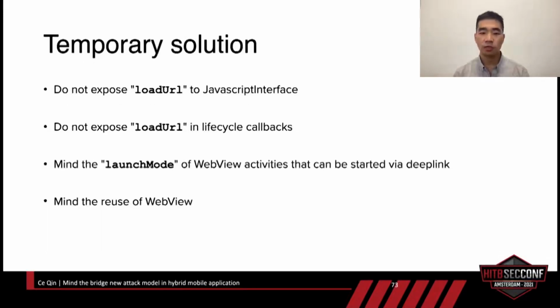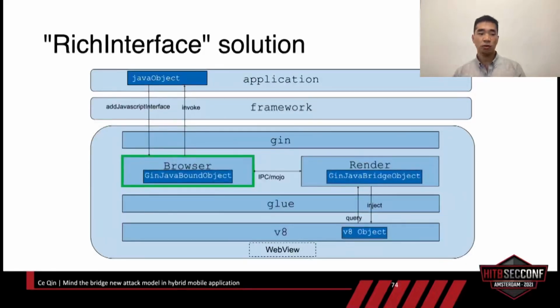Because the problem is rooted in the web view native code, Android developers actually have less to do. They can only try to avoid the vulnerability models I noted before. But it is not enough. As I said, these 3 models are just the tip of the iceberg. So we came up with rich interface, an enforcement on a deeper side. We change the way the web view invokes Java objects.